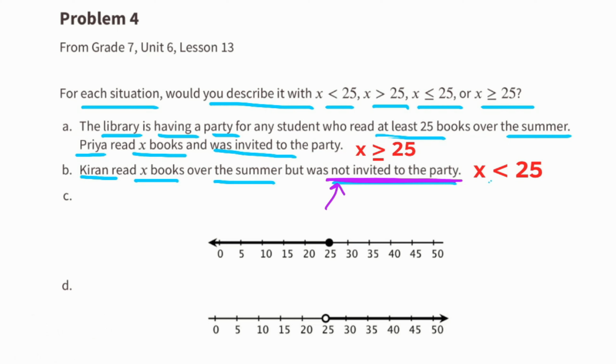C. C is a number line with the point above the 25 colored in, and the arrow is pointed to the left. That means x is less than or equal to 25.